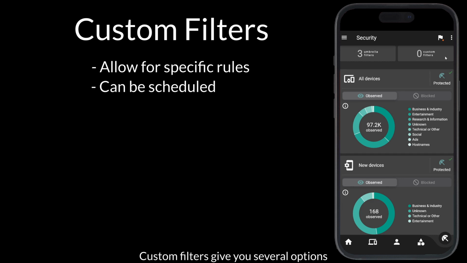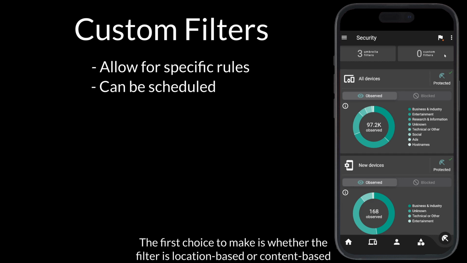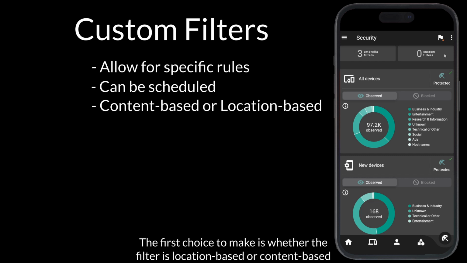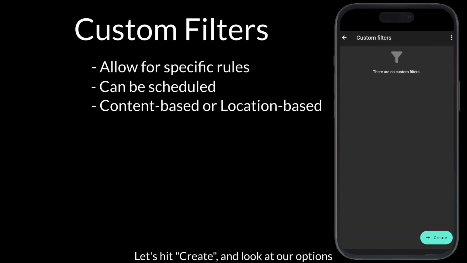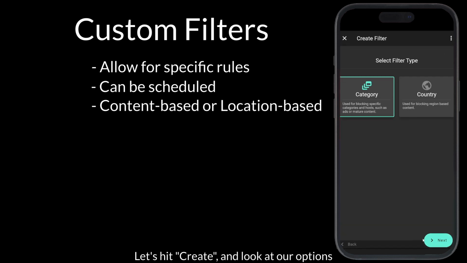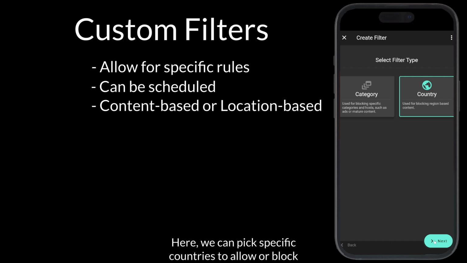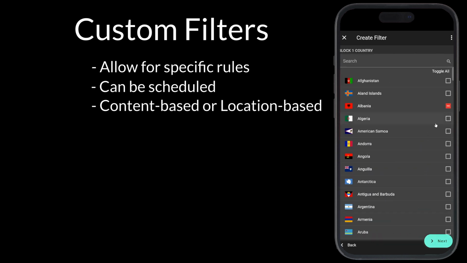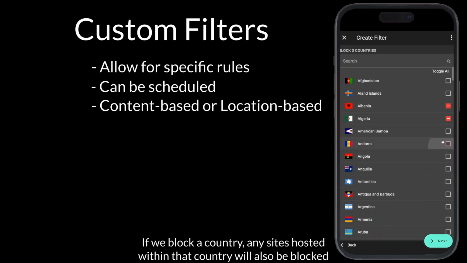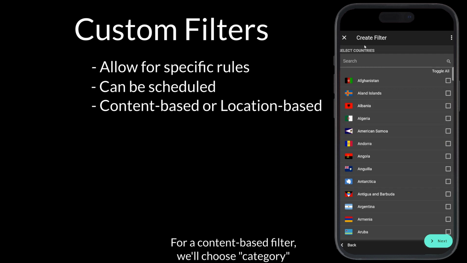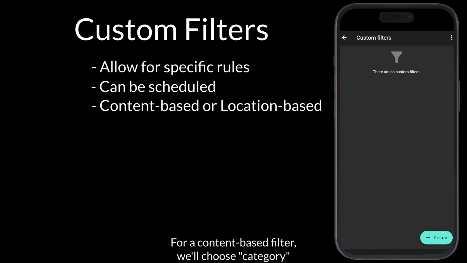Custom filters give you several options. The first choice to make is whether the filter is location-based or content-based. Let's hit Create and look at our options. For a location-based filter, we can choose Country. Here, we can pick specific countries to allow or block. If we block a country, any sites hosted within that country will also be blocked. For a content-based filter, we'll choose Category.